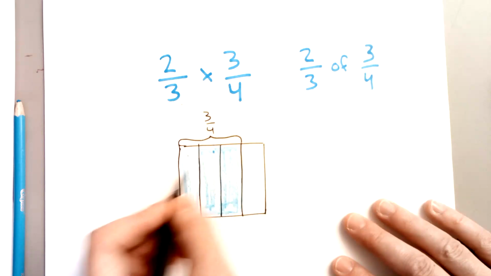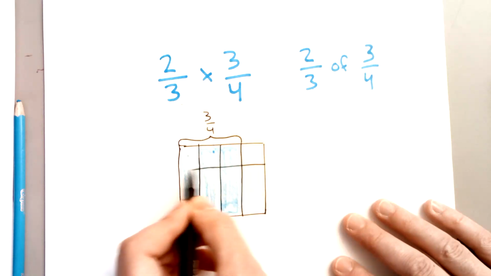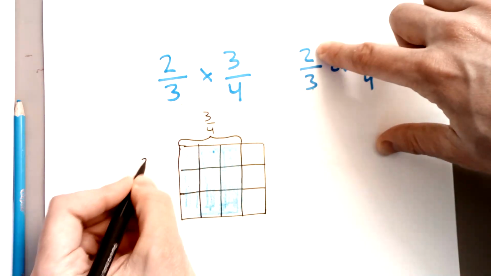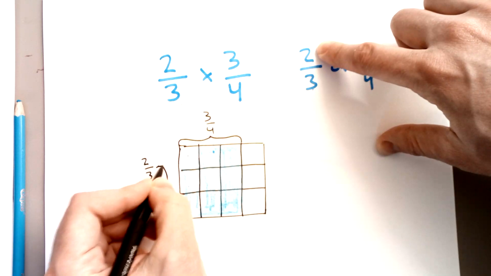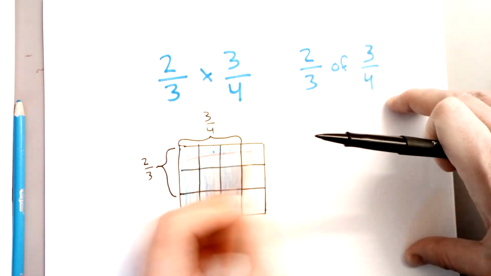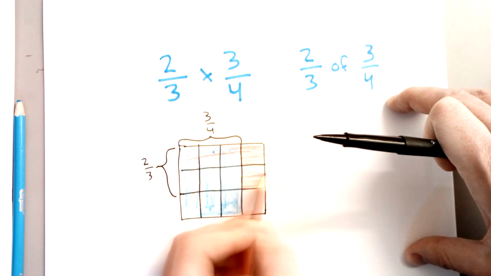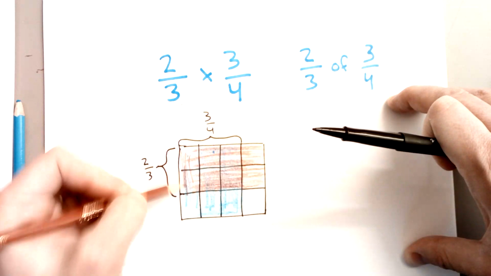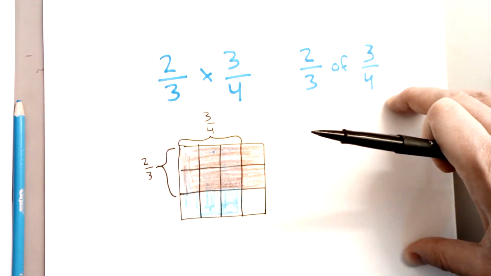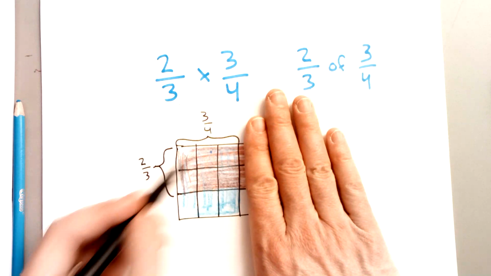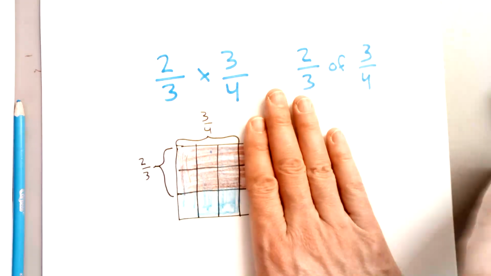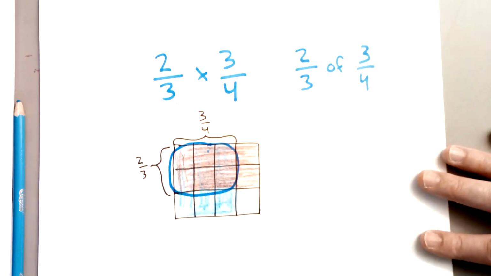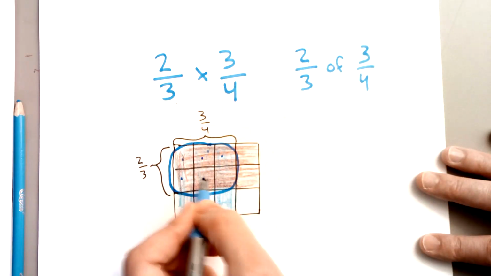So now I'm going to split in rows, make 3 rows, and I only get 2 of those 3 rows, right? 2 is the numerator. I only get 2 of these 3 rows. I'm going to shade those in red. Okay. And now, if I start with 3/4 of the whole, but I only get to take 2/3 of it, then I'm only left with this much. And how much is that? Well, let's count them up. 1, 2, 3, 4, 5, 6.